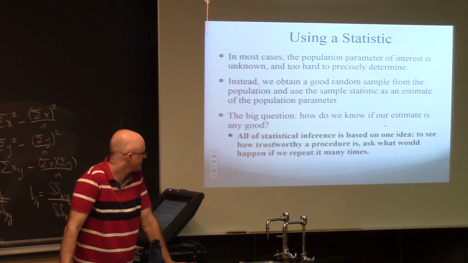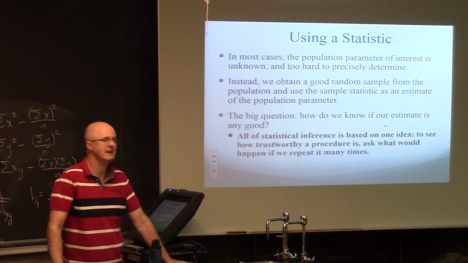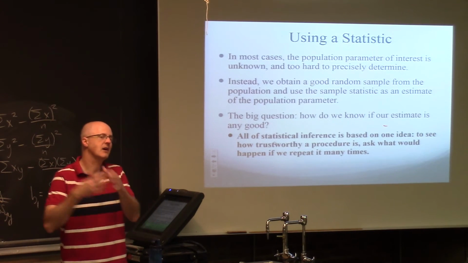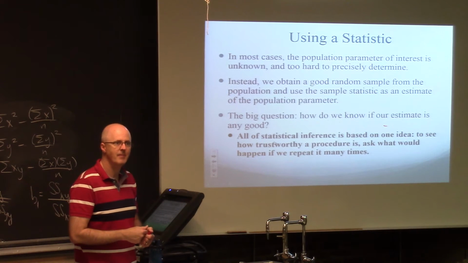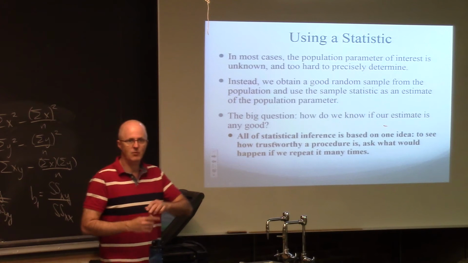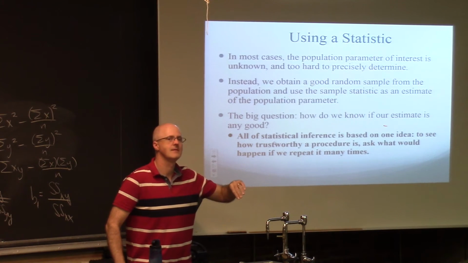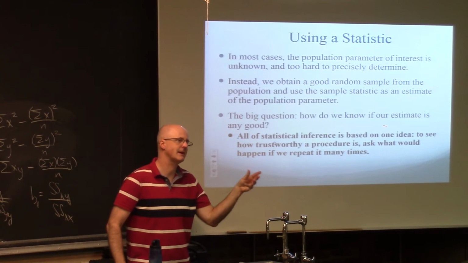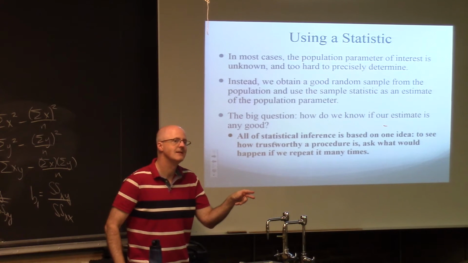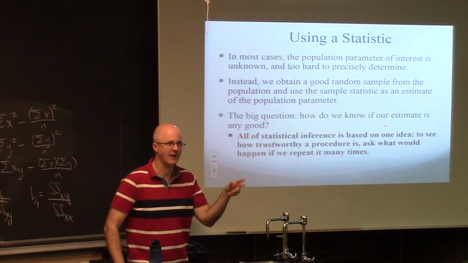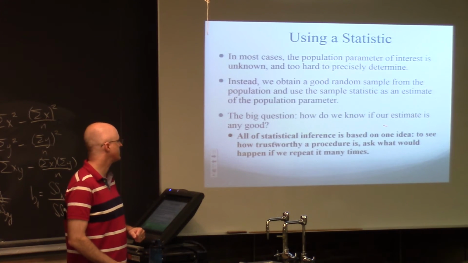All of statistical inference is based on one idea. To see how trustworthy the procedure is, ask what would happen if we repeat it many, many times. So we're going to imagine repeating our sampling many, many times over and over again. You want it to be random sampling. That's going to lead to what's called unbiased estimators. Estimators that don't tend to overestimate or underestimate the actual parameter values systematically.